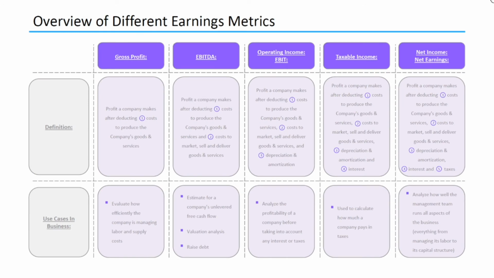As we just saw, there are a number of different earnings or profitability metrics that are captured within an income statement. The common metrics include gross profit, EBITDA, operating income, which is also known as EBIT, taxable income, and then net income, which is also known as net earnings. So to start off, gross profit is the profit a company makes after deducting the cost to produce the company's goods and services. Now, gross profit is typically used to evaluate how efficiently the company is managing its labor and supply costs.